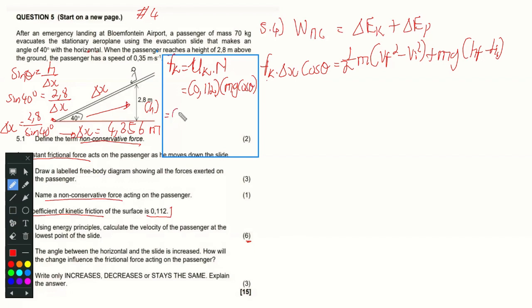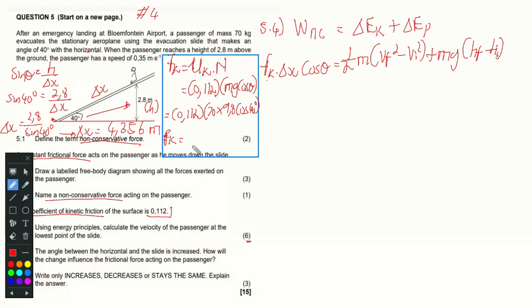So here we are going to have 0.112 multiplied by the mass, which is 70, times 9.8, and then cos the angle, which is 40 degrees, right? And then you're going to punch this into your calculator.